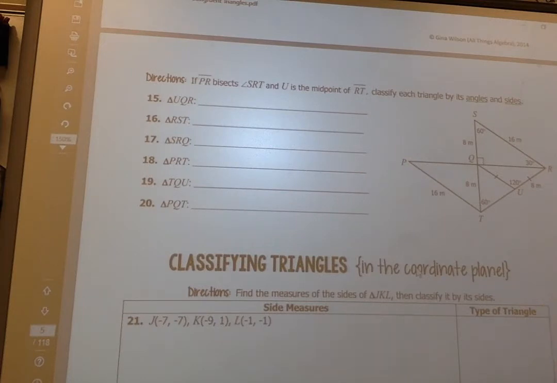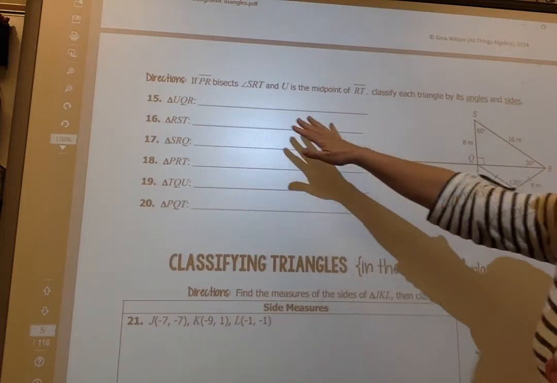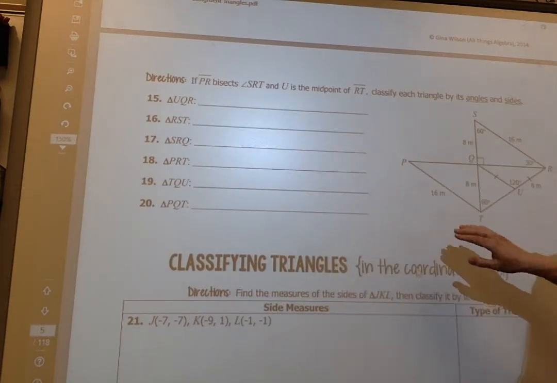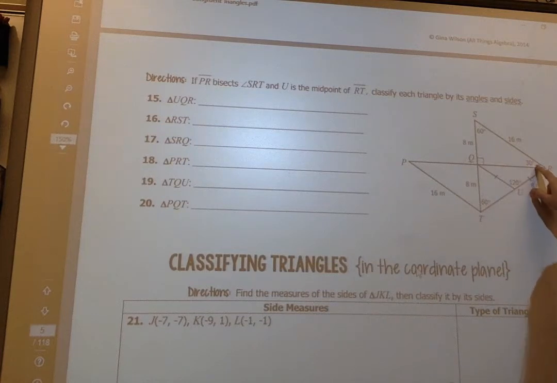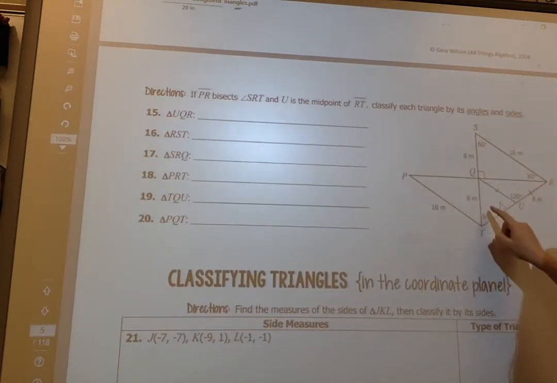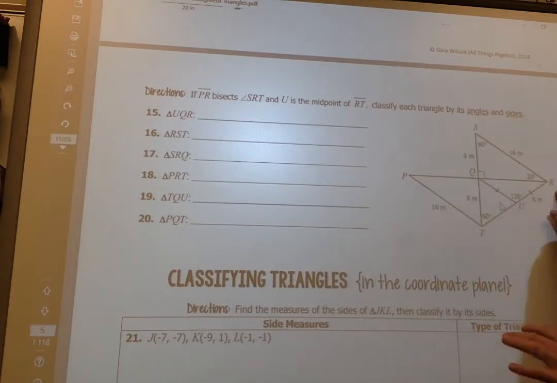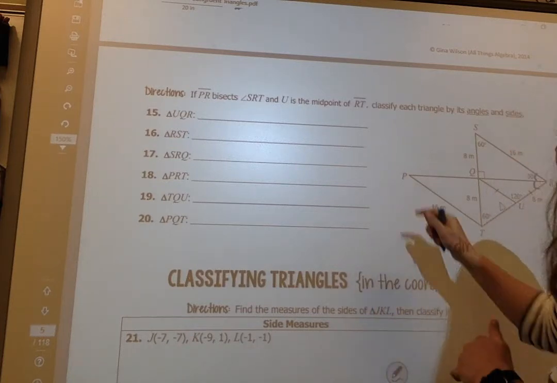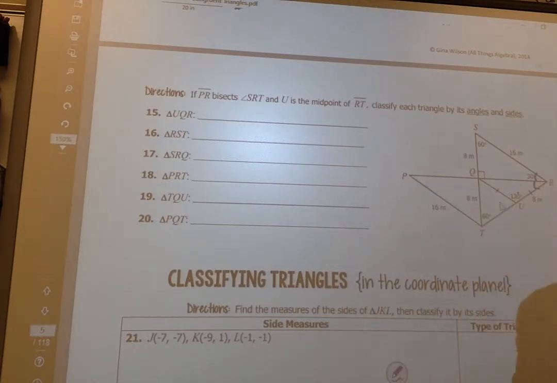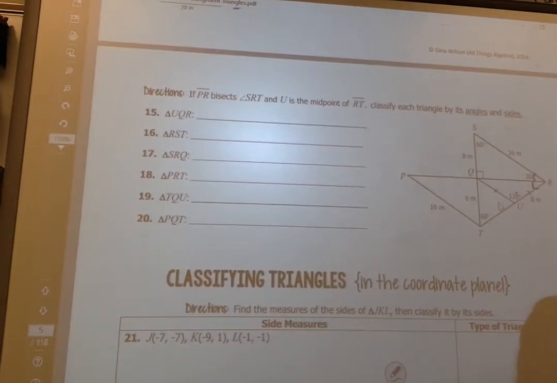Now, if you look at this picture, first let's look at this. It says if PR is bisecting SRT. So if PR is bisecting SRT, I know right away that this angle and this angle are congruent. That's what it means to bisect. Cuts it straight in half. So I can make those markings on my diagram.